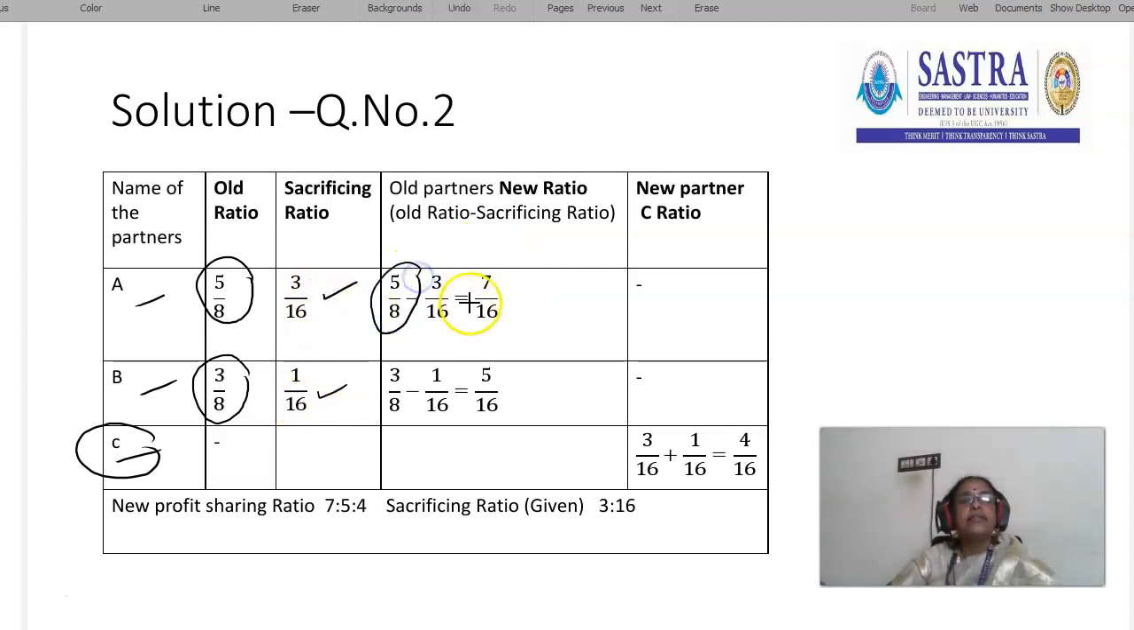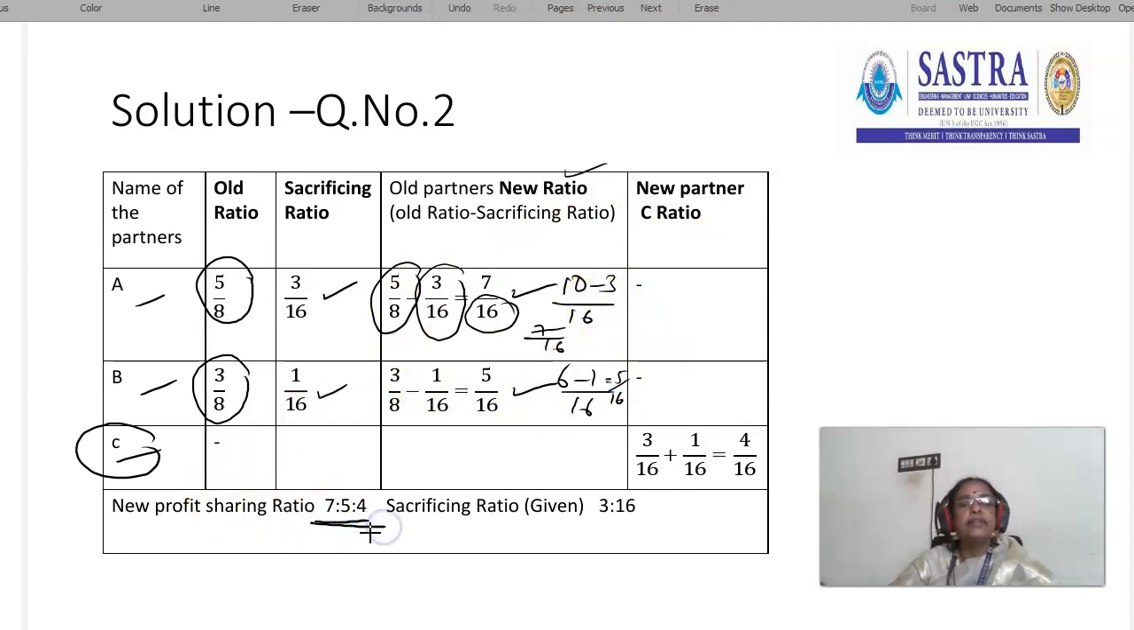From the old share, we have to deduct the sacrificing ratio. That is the new share. So old ratio minus sacrificing ratio is equal to new ratio. 5/8 minus 3/16 is equal to 7/16. Here 3/8 minus 1/16 is equal to 5/16. The LCM is 16. So 2 into 5 is 10, 10 minus 3 divided by 16 is equal to 7/16. Here the LCM is 16. 6 minus 1 is 5/16. Like that we have to calculate the new ratio. So the new profit sharing ratio is 7:5:4.